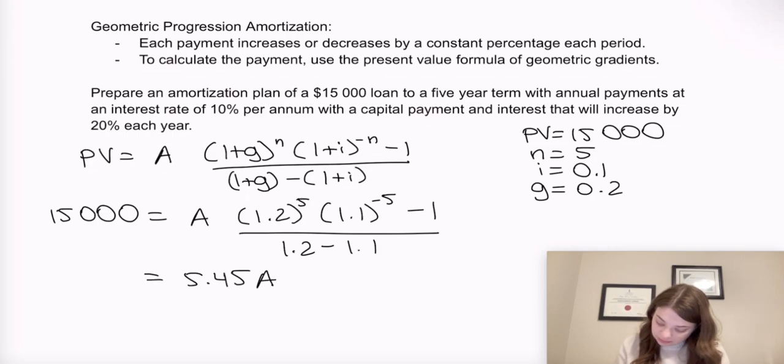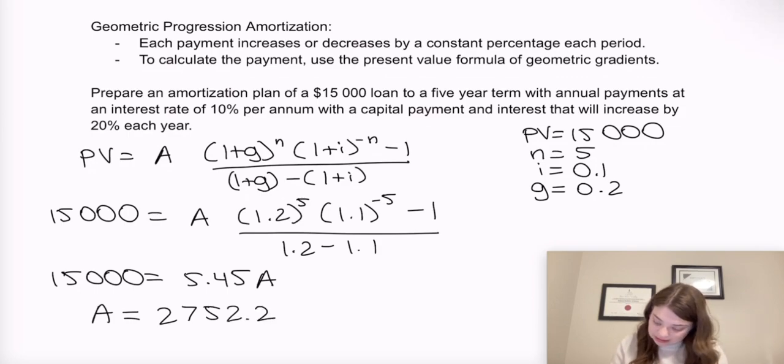So 5.45A is equal to 15,000. If I divide 15,000 by 5.45, I get that A is equal to $2,752.29. Therefore, that's the value our first payment would have to be. That might seem low, but keep in mind that future payments are going to be going up by 20%, which is quite a bit. So it doesn't surprise me that the first payment is not as large as we would potentially expect. Okay, now I'm going to start to write the amortization table.